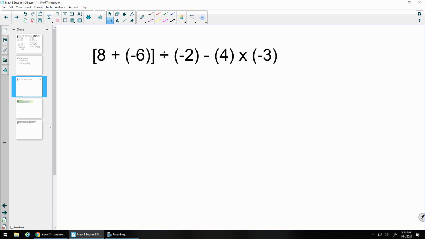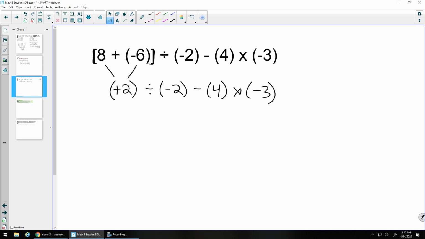So we have to do what's in brackets first. There's some brackets on the left side here of this addition. So here's my brackets. It is 8 plus negative 6. That is the same as 8 minus positive 6. Hey, that brings me to positive 2 as well. Oh, just like that last problem. Now I'm just going to rewrite everything so I have it all on the same line. So I'm dividing by negative 2. I'm subtracting 4 times negative 3. Okay, so what do I need to do next?